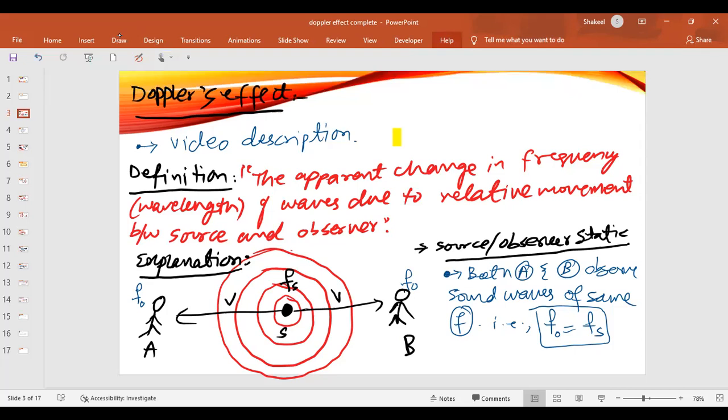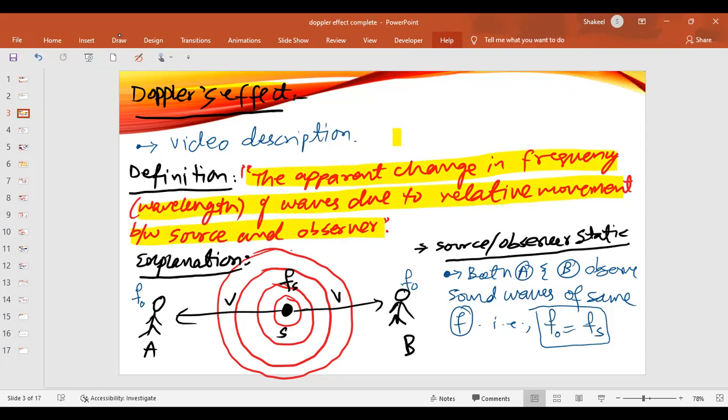Okay, so what is actually the Doppler effect? It is the apparent change in frequency or wavelength of the waves due to relative movement between source and observer. It's the apparent change. It's not a permanent change, but it looks like that due to movement of the source or observer: the frequency or the wavelength observed by the observer changes from what it really is.